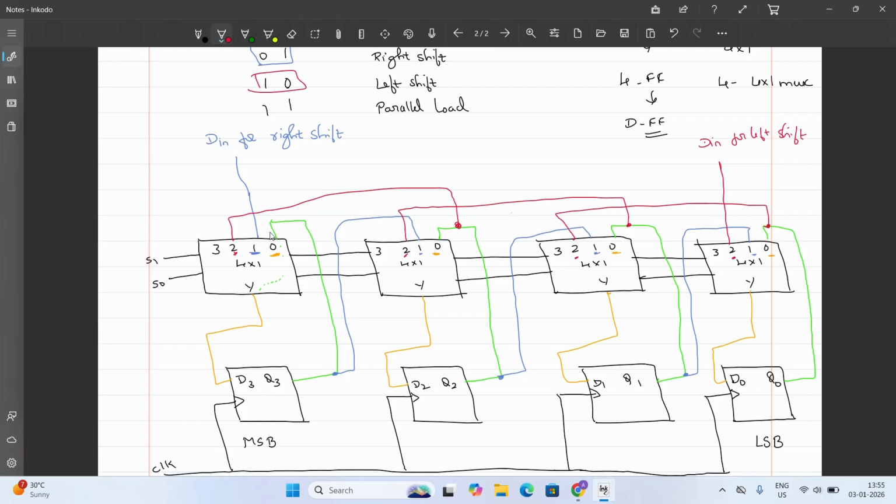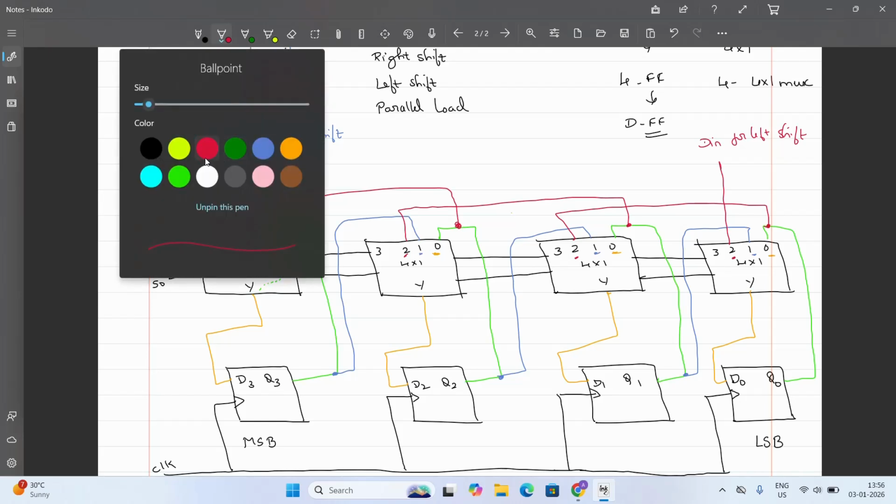This is for right shift. Sorry, left shift. Okay. The green is hold, blue color was right shift. Now the red color will be left shift. So remember for right shift, data will enter MSB and then get shifted towards the right. For left shift, data enters LSB and you're going to shift it to the left side. Output to next input, output to next input.